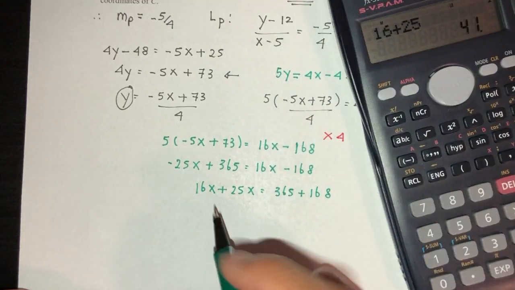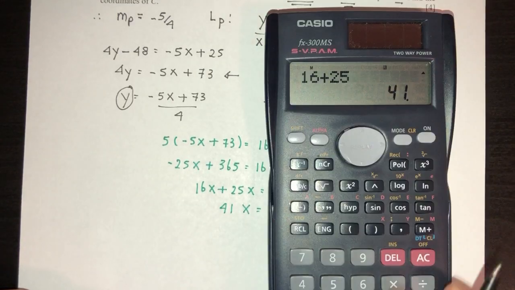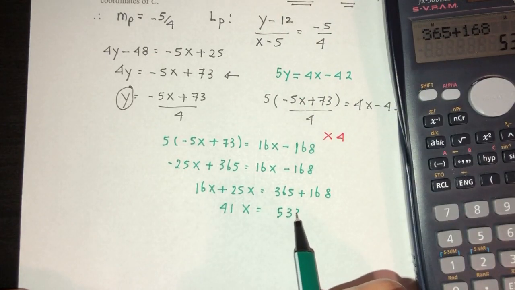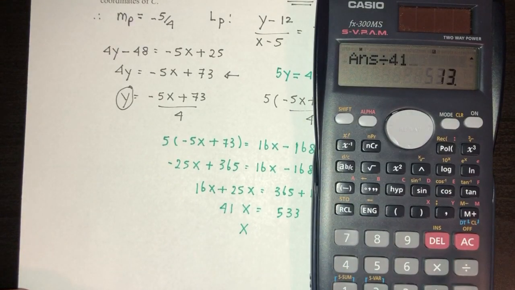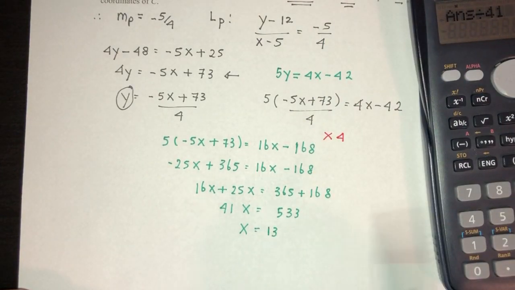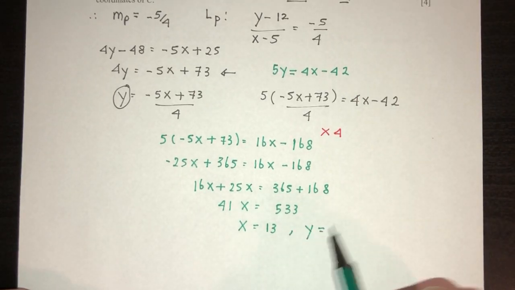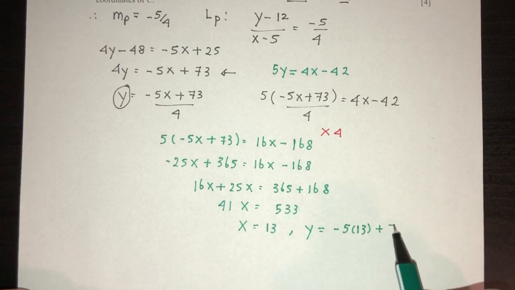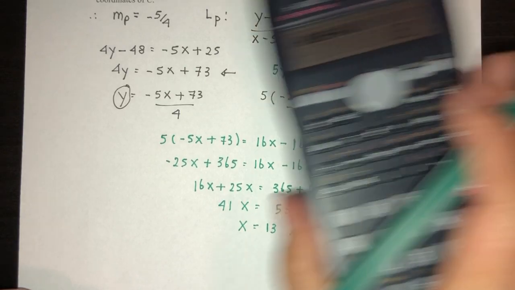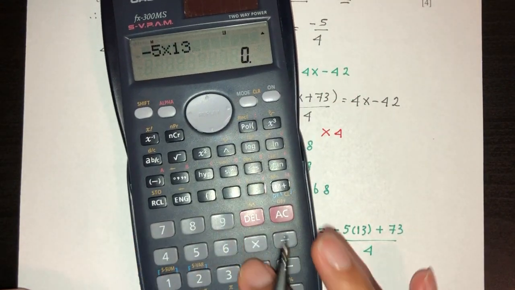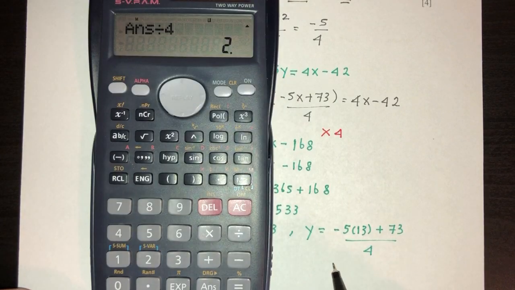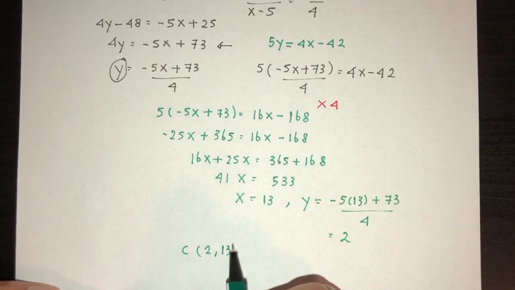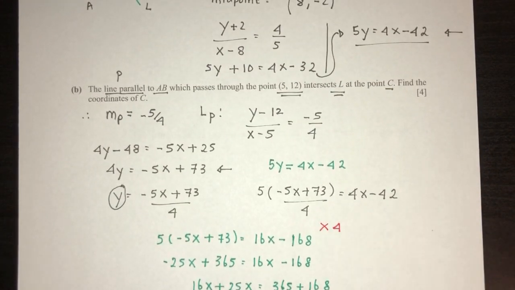16 plus 25, that will be 41x is equal to, that should be 533. So x will be divided by 41, that should be 13. So what is the value of y? y will be, replacing back to your main equation, minus 5 times 13 plus 73 divided by 4. You will have minus 5 times 13 plus 73, that will be 2. So from this you have your point C will be 2, 13. And that is your answer for question number 5.